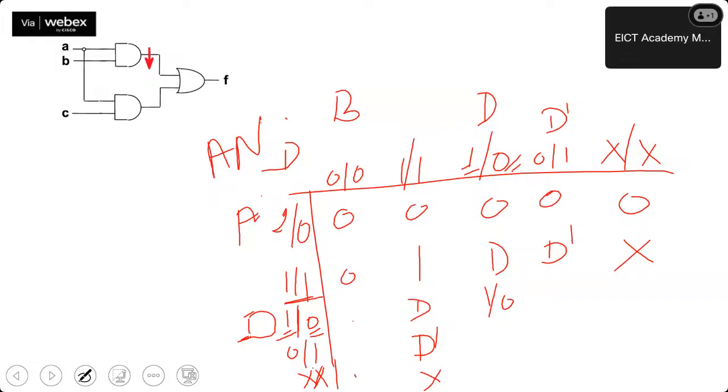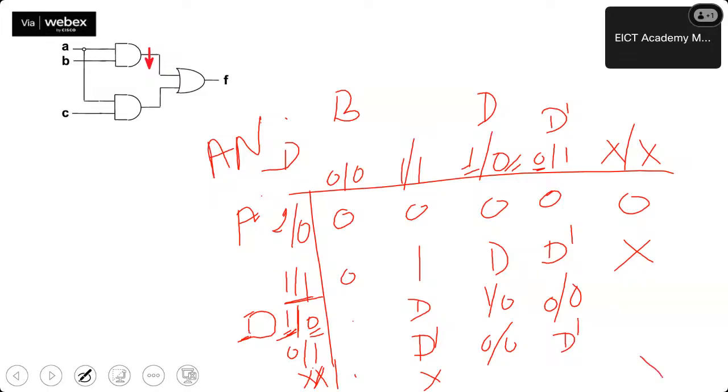D is ANDed with D dash. So 1 is ANDed with 0, that is going to give me 0. And 0 is ANDed with 1, that is again going to give me 0. You got my point? So what I'm having over here is 0, 0. And likewise, D ANDed with D dash also, I'm getting 0, 0. And D dash ANDed with D dash, I'm getting again D dash.